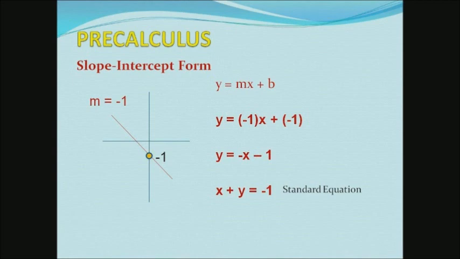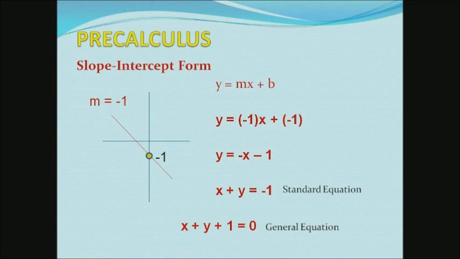And then we will also have x plus y plus 1 equals 0. So we transpose the constant from the right side of the equation to the left side of the equation, and what will be left on the right side will be equal to 0. So that is now x plus y plus 1 equals 0, and that will be our general equation.